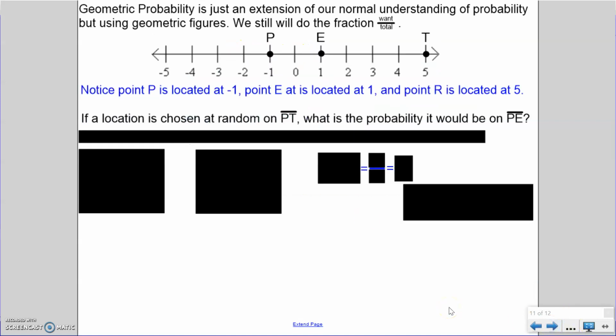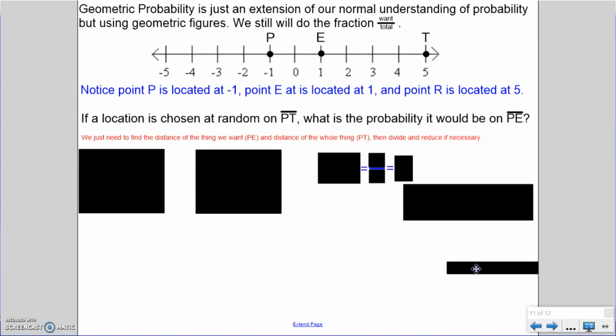Alright, geometric probability is an extension of our normal understanding of probability, but using geometric figures. We still do the fraction, what we want over the total. So here's a picture. P is at -1, E is at +1, T is at +5. If a location is chosen at random on line segment PT, just from here to here, what's the probability that it would land on P to E?